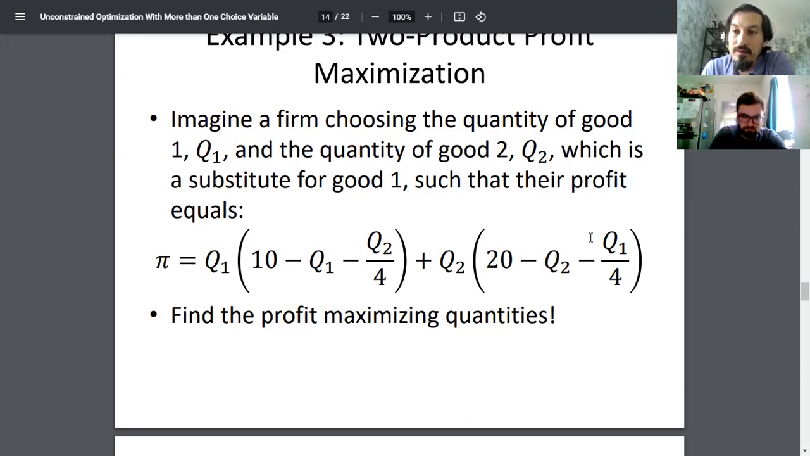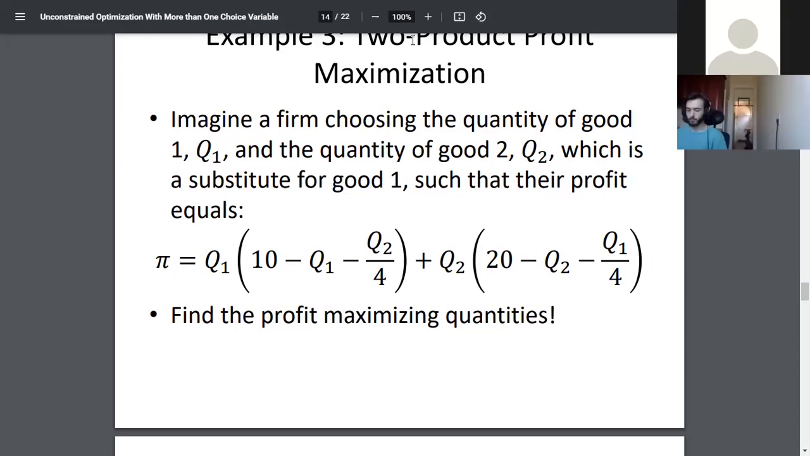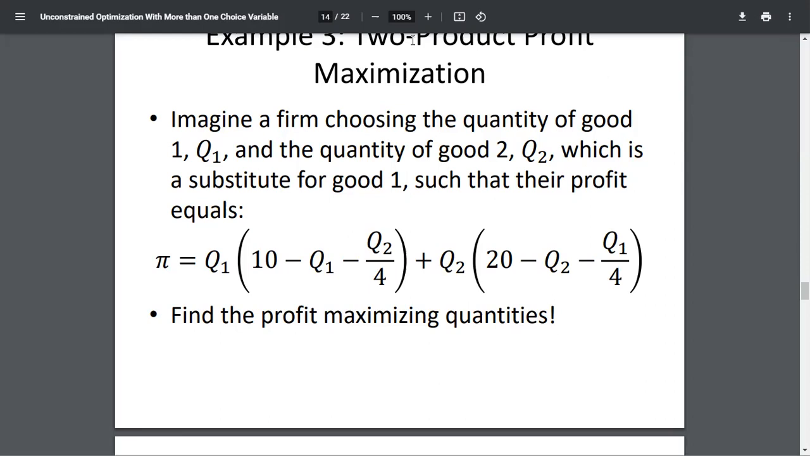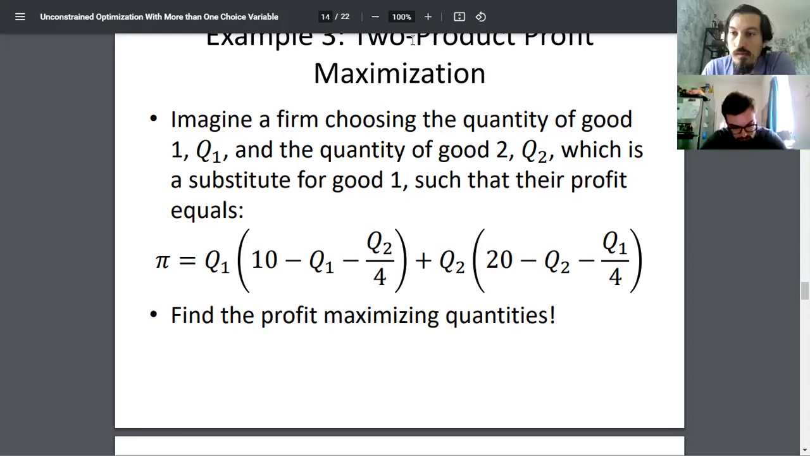Was somebody saying something? Yeah, I was just saying the first order condition would be to take the derivative with respect to Q1. Very good. That's the first order condition 1, and the second one would be the partial derivative with respect to Q2, of the whole formula for pi. That's correct.